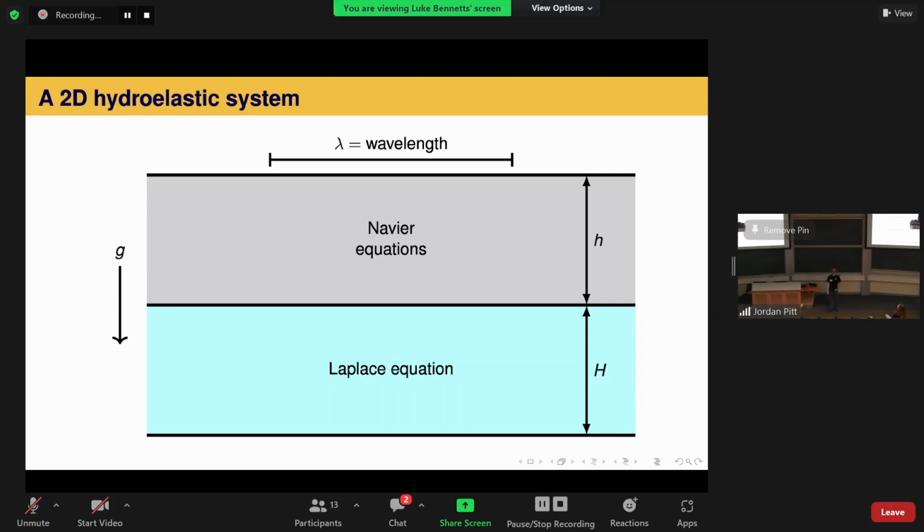I use some standard assumptions, I won't go through them, and I will use the Navier equations to model the elastic deformations and Laplace's equation to model the fluid motions. The Navier equation part is more complicated because it involves two unknowns as opposed to just one with Laplace's equation. So the goal here is to simplify the elastic part through some approximation.